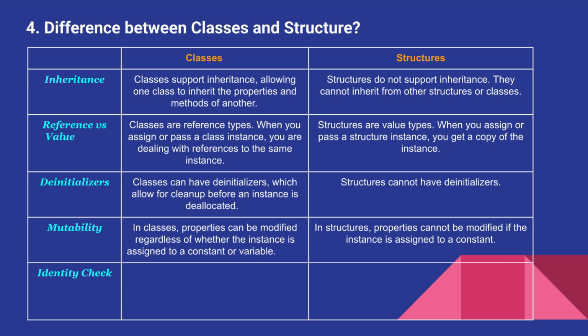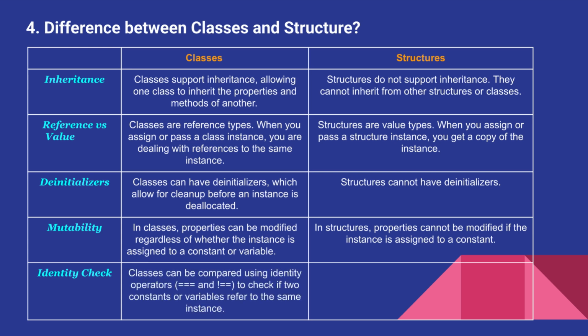Finally, we have the identity check. When working with classes, you can use the identity operators, triple equals or exclamation double equals, to see if 2 separate variables point to the exact same object instance in memory. Structures don't have an underlying identity pointer, so they are compared purely on a structural level based on their property data using the standard equality operator. Clearly separating these core structural rules is exactly how you prove your command over Swift application health.